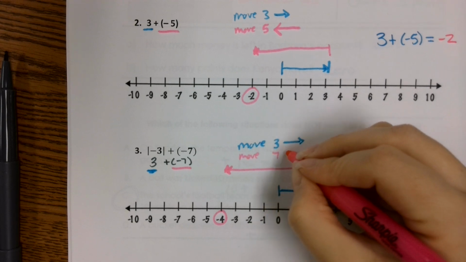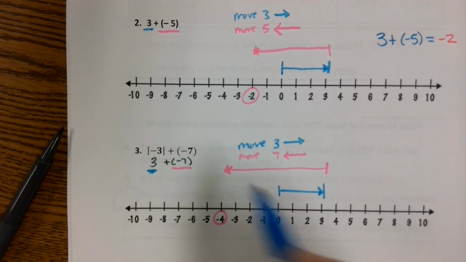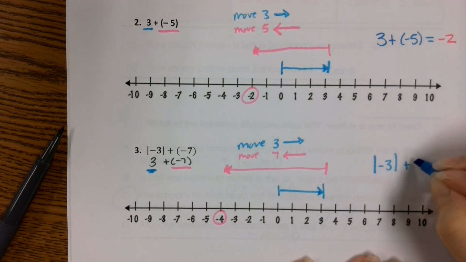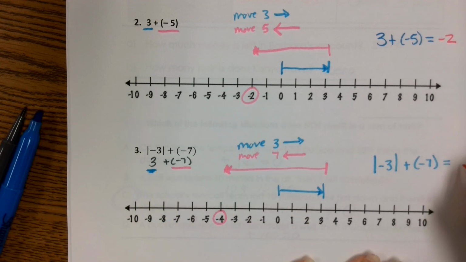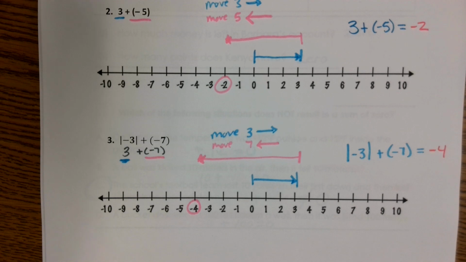So you move 7 to the left. Which means that our original problem of absolute value of negative 3 plus the negative 7 is going to be equal to negative 4. Okay, so those are the various ways that you can model or work out problems dealing with integers for addition and subtraction. You could follow your rules, you can model it using a number line, you can model it using tiles.